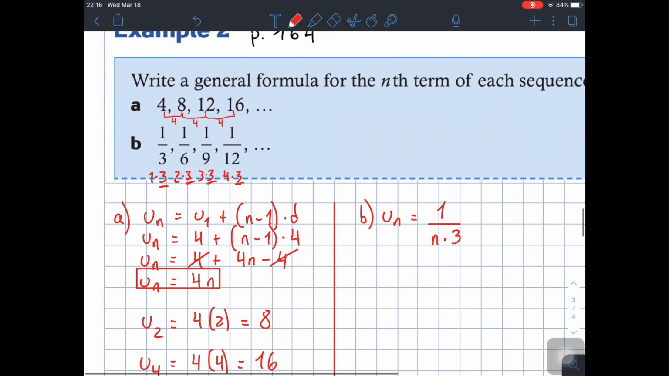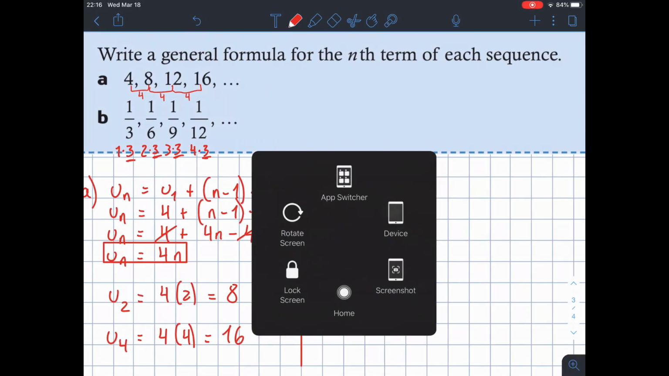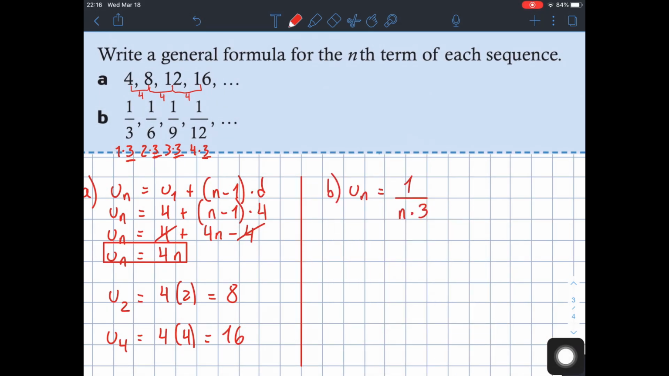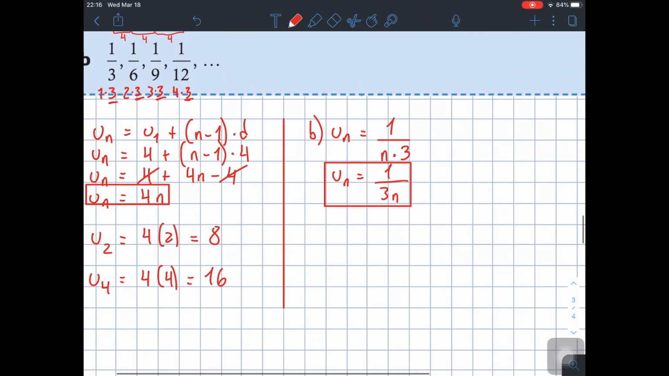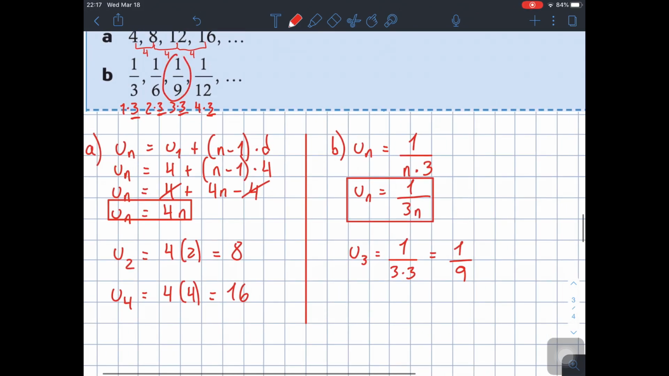That's why this is a general form, and we could rewrite this as un equals 1 over 3n. This would be the general term. And you can always try your answer. For example, we want to find u3, let's say. This would be 1 over 3 times 3. 3 times 3 is 9. So the third term is 1 over 9, and this matches with our exercise.